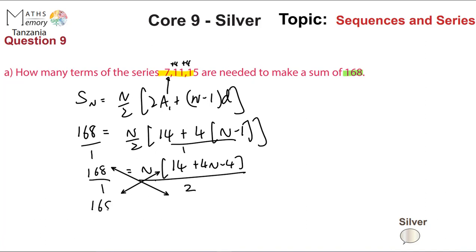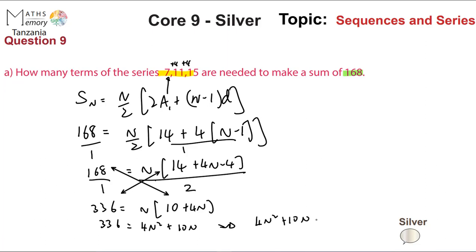So 168 times 2 will give us 336. Let's just write this down over here. So 336 will equal n, and this is going to be 14 take away 4 is 10, plus 4n. Okay, let's multiply that out over here. So 336 will equal 4n squared plus 10n. This will form a quadratic: 4n squared plus 10n minus 336 equals 0.